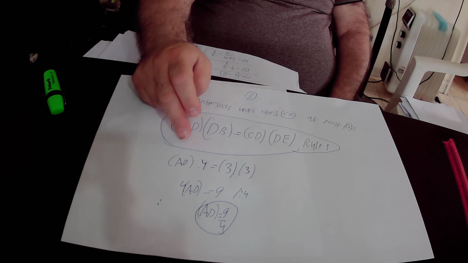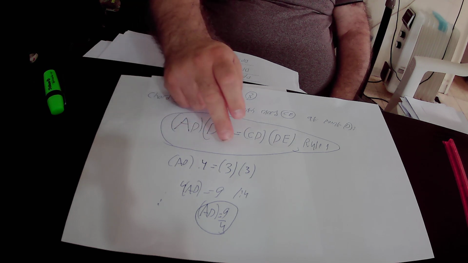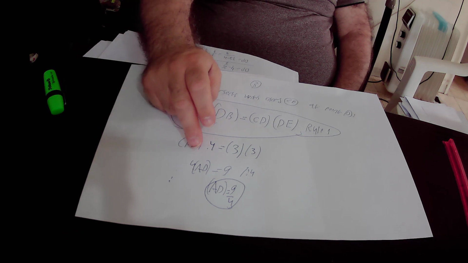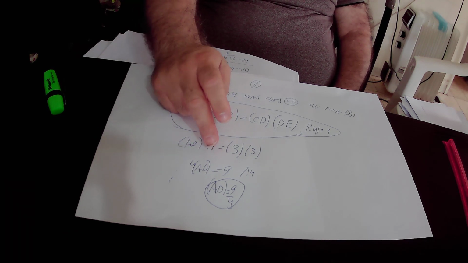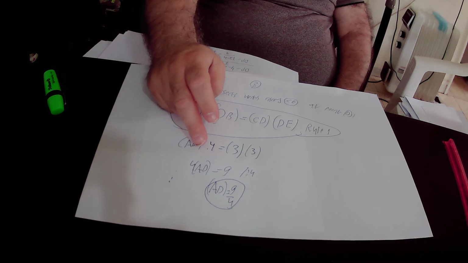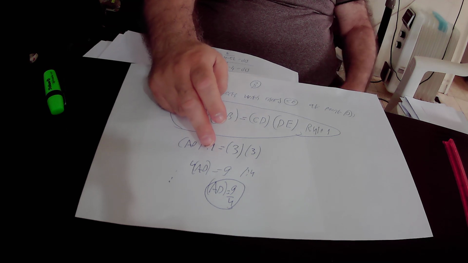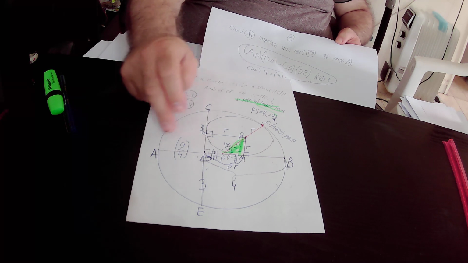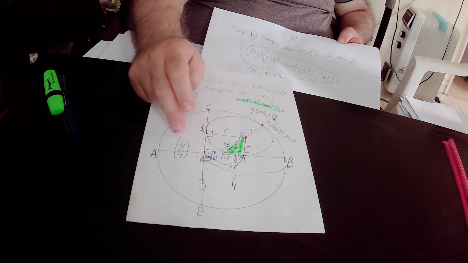So in conclusion, we found that AD times 4 equals 3 times 3. 3 times 3 is 9, so 4 times AD equals 9. We divided this equation by 4, and found that AD equals 9 over 4. So the missing line segment AD equals 9 over 4.